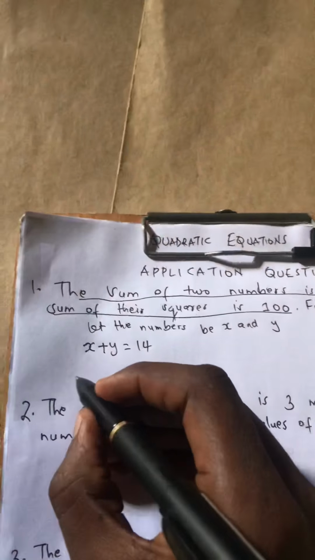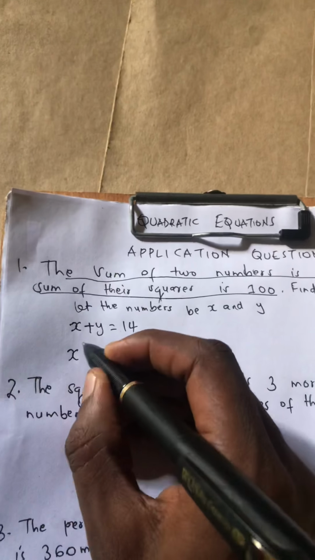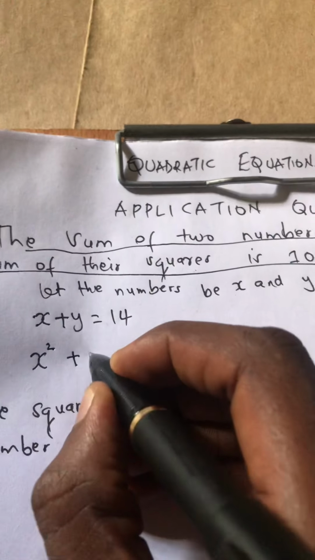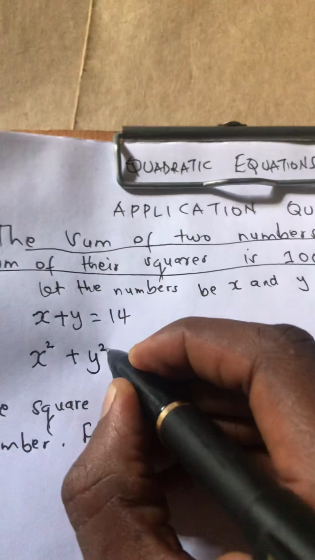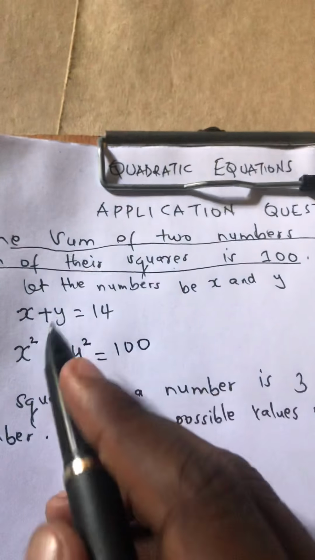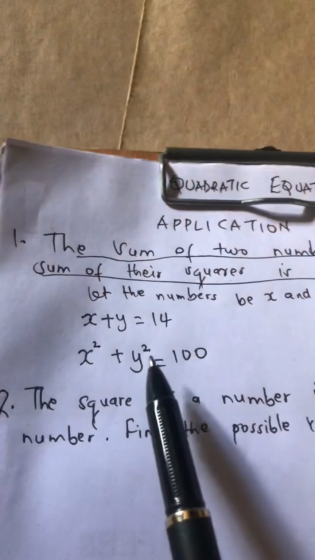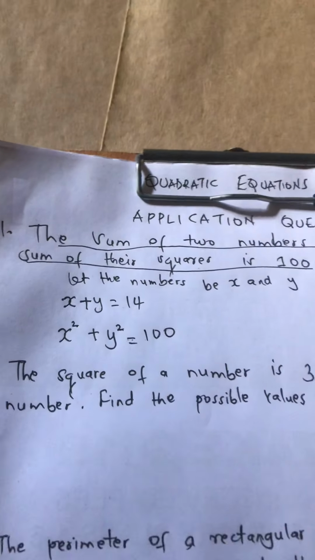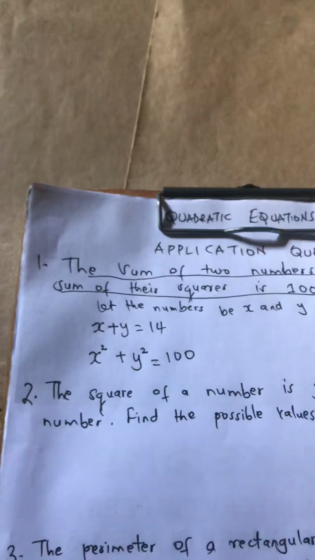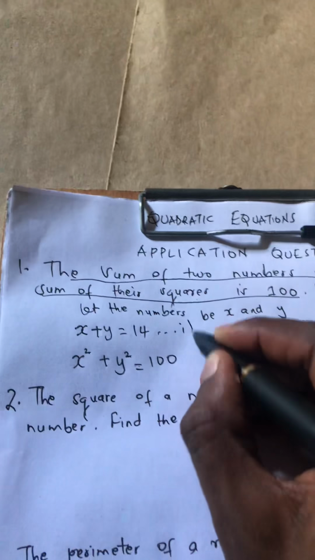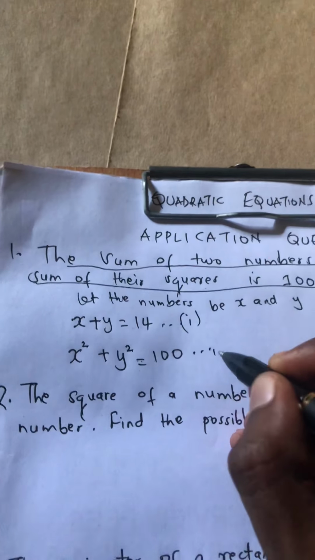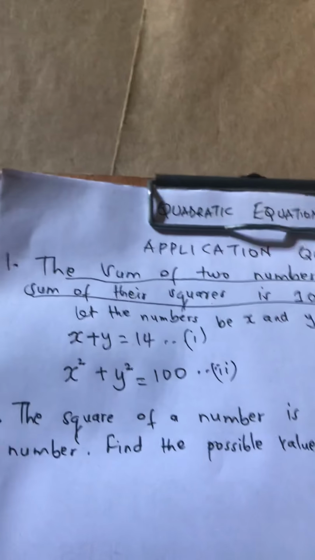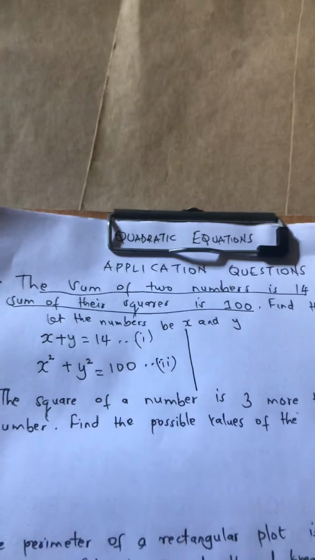Square ni nini? The square of x is x square plus the square of y is y square. So if you add that, the sum of their squares is 100. Is ndio the equal sign. So is 100. Mtu wangu ukimaliza hivyo utakuwa na equation 1 na utakuwa na equation 2. So kazi inakuwa rahisi sana. So from there ni kumalizia tu.